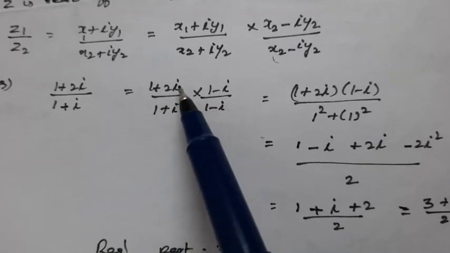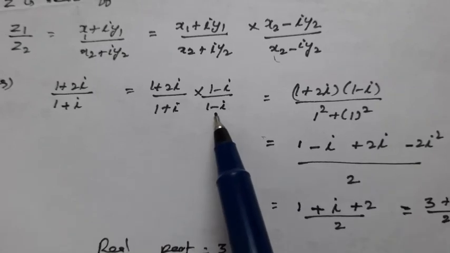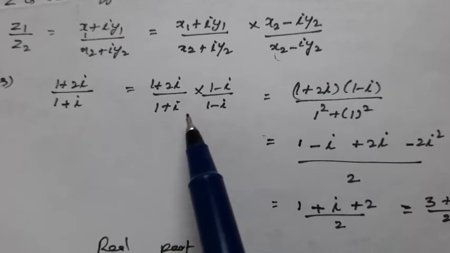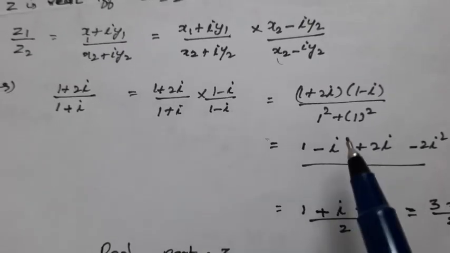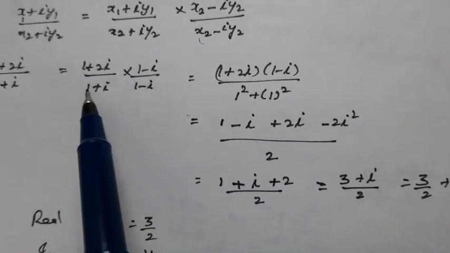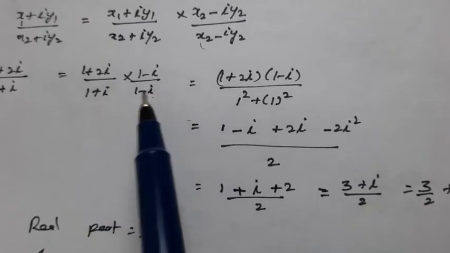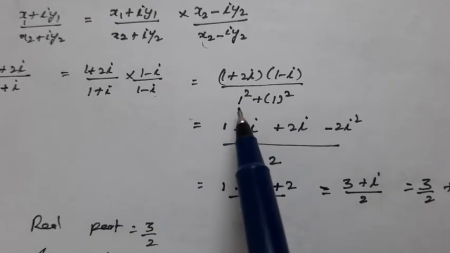So, (1 + 2i)/(1 + i) into (1 − i)/(1 − i). So, what happened to the denominator? (1 + i) into (1 − i). On multiplying a number and its conjugate, it will be equal to the sum of the real part square plus imaginary part square. That is 1 squared plus 1 squared. So, i into 1 and this is taken to be minus i into 1. So, 1 square plus 1 square.